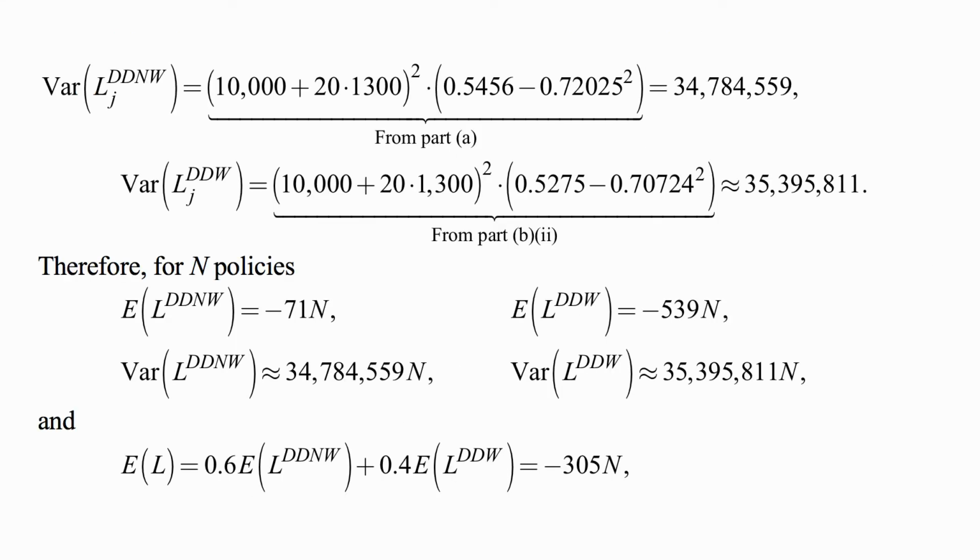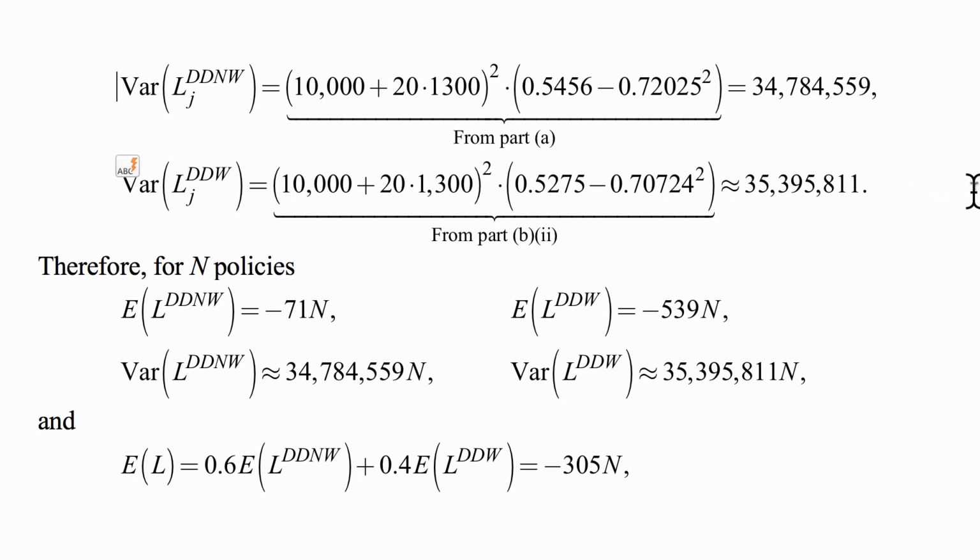And the variance of Lj DDNW is the variance that we actually effectively calculated in part A, and that's approximately 784,559, while the variance of Lj DDW is the same, but with a different variance of life insurance, and that becomes 35,395,811. For N policies, therefore, we have the values that you see here.